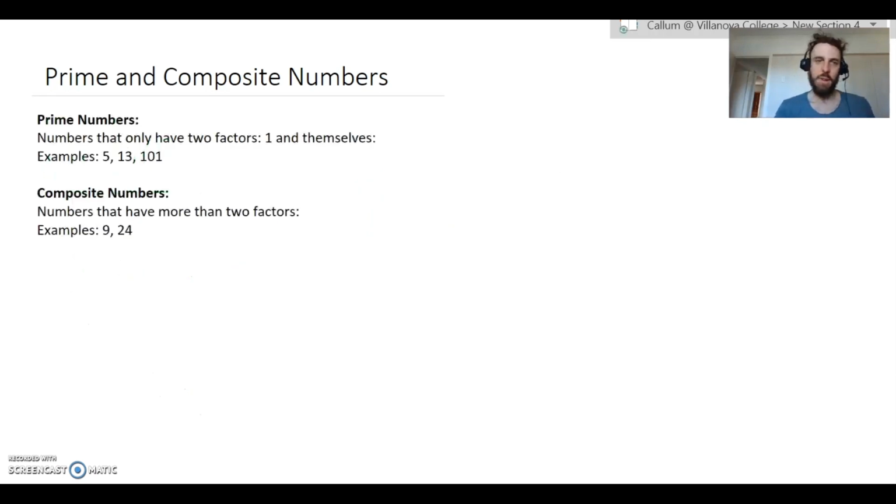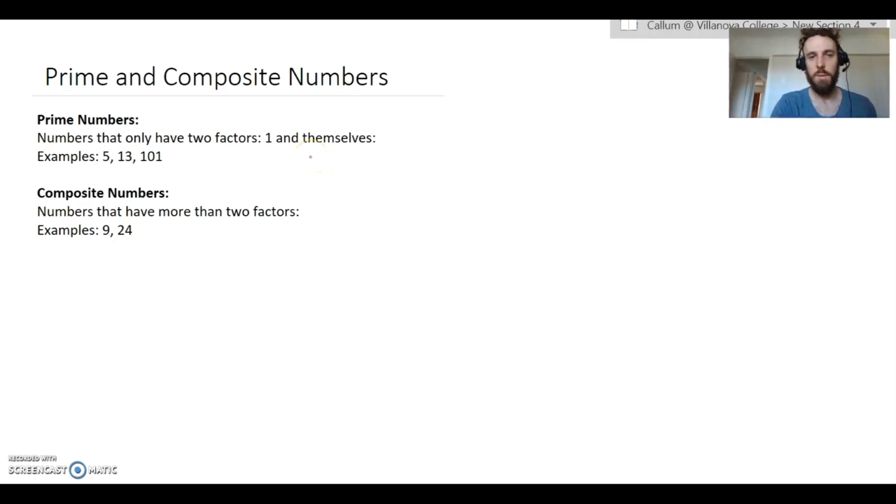So by way of simple definitions, today we're looking at prime and composite numbers. Prime numbers are numbers that only have 2 factors, 1 and whatever the number is. Composite numbers, though, are numbers that have more than 2 factors. So a way to show that is, there's some examples here. Prime numbers can only have 2 factors.